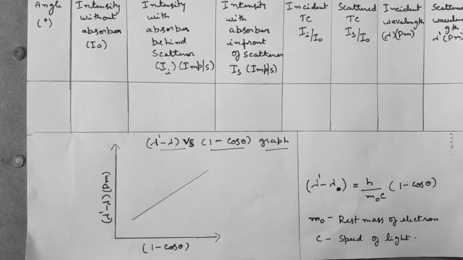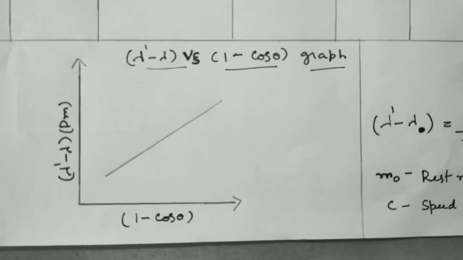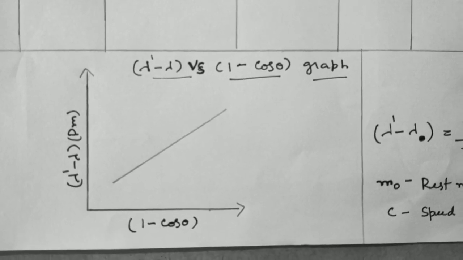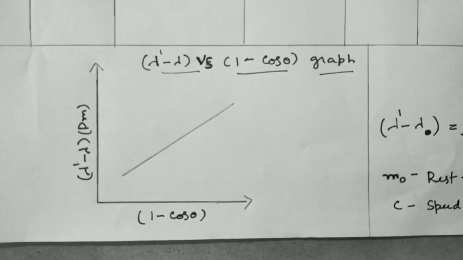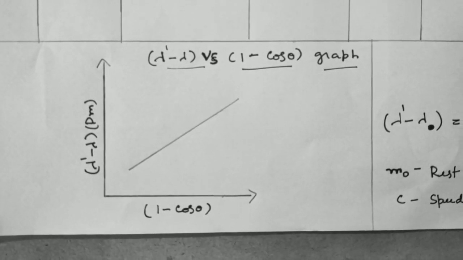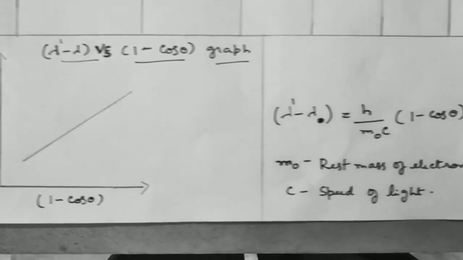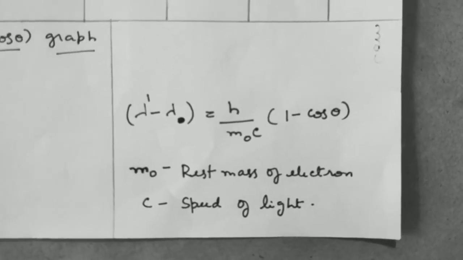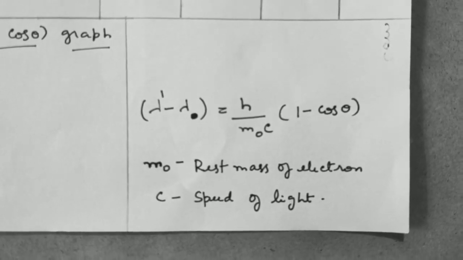Plot the graph. Wavelength at different angles was calculated to check the relation using the formula. It was verified by plotting the graph between lambda dash minus lambda and 1 minus cos theta, which is linear. Then the Compton wavelength was calculated from the slope of the graph between lambda dash minus lambda and 1 minus cos theta, which gives an error from the theoretical value. You have to find out the experimental value and compare it with the theoretical value.